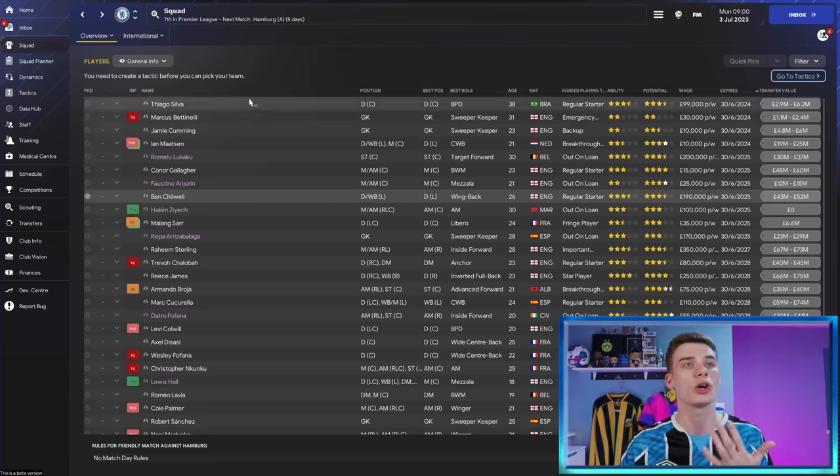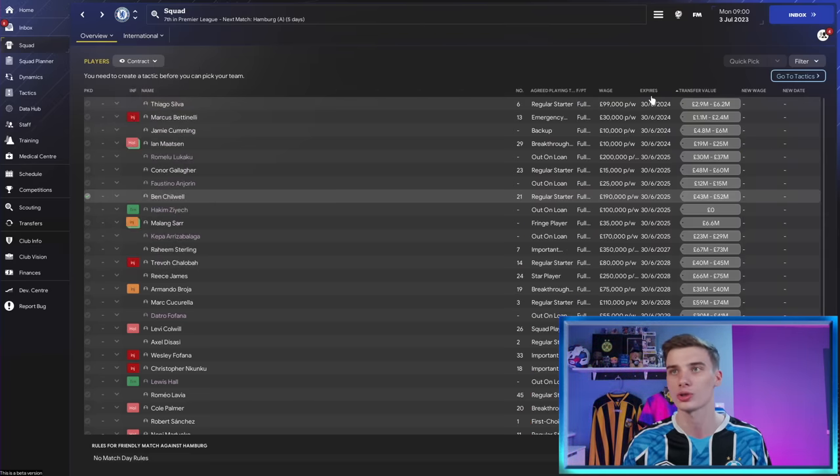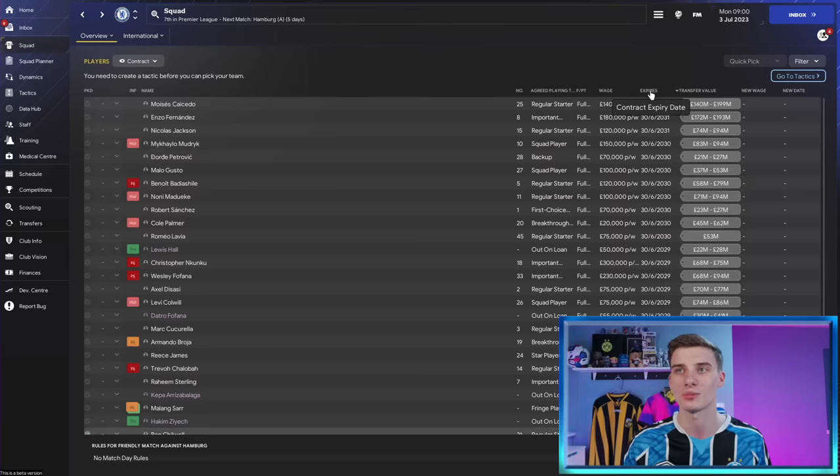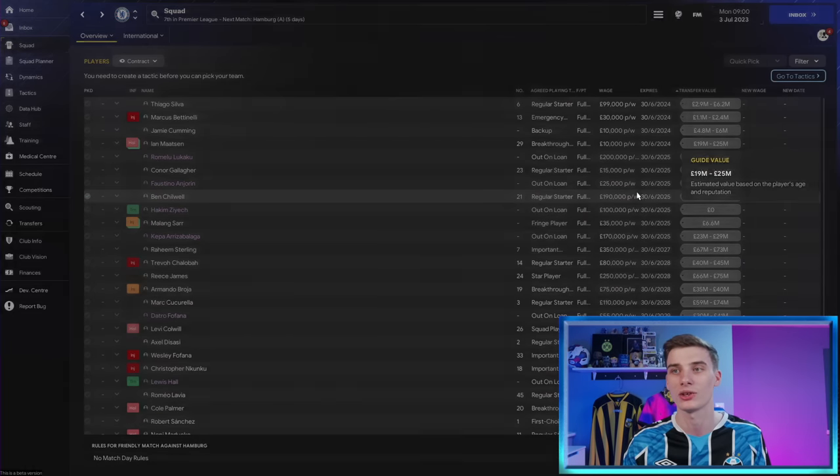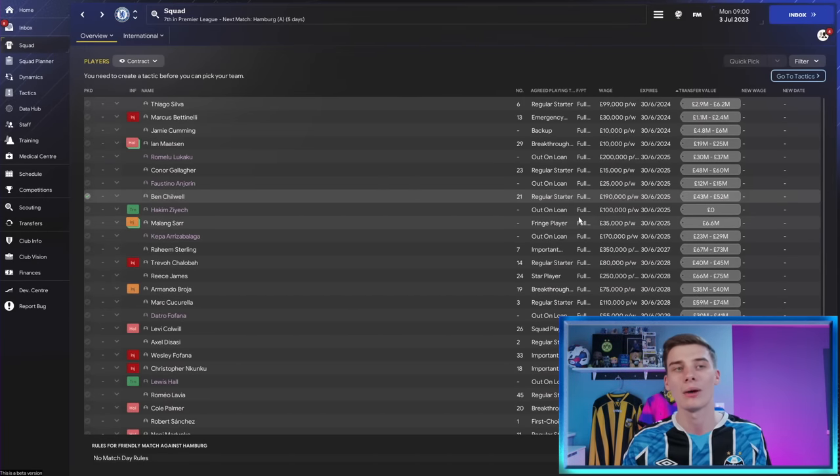So to do this, go to your squad screen. If you haven't got the contract information up here about the expiry date, you can go to this and click contract, and then you'll see everyone based on their expiry date. Click it and you can sort so that the people with the closest expiry date come first, see what year you're in, and work 2 years ahead.